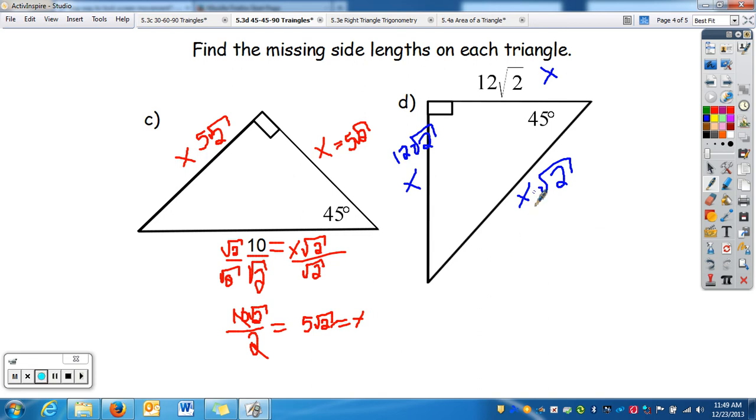So to get this side, I take x, which is 12 root 2, times root 2, because that's my ratio. This is the x part, and then I just take it times root 2. Well, I have a pair of 2's, so 2 goes outside, so this side is 24. And there you go.